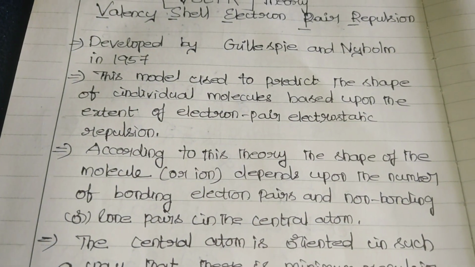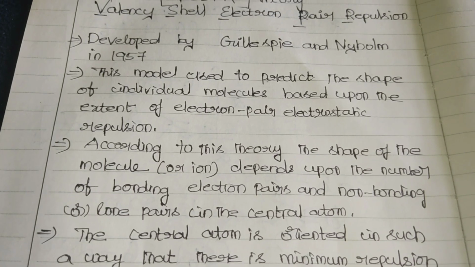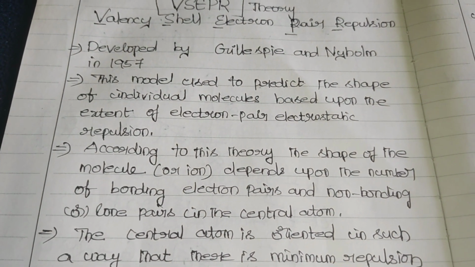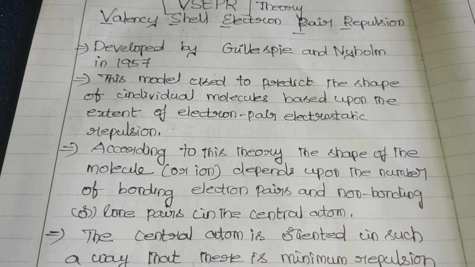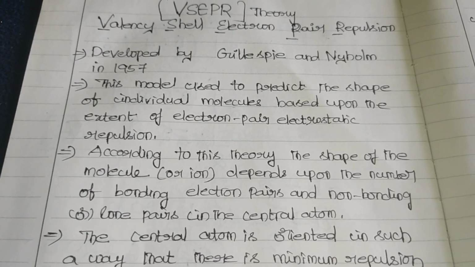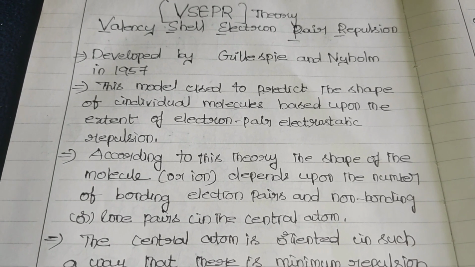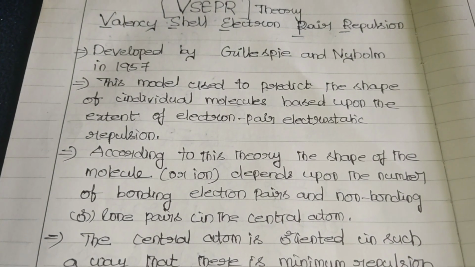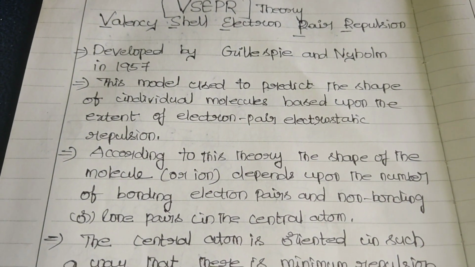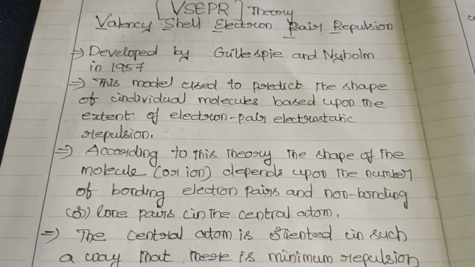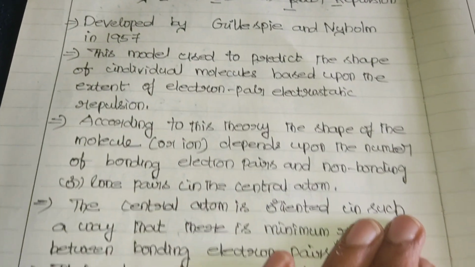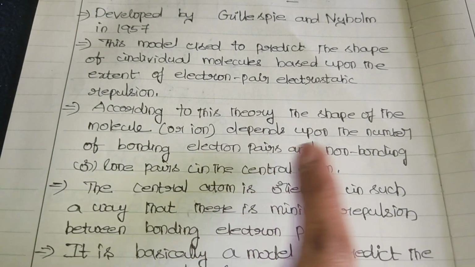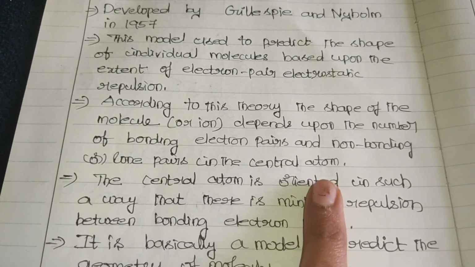So, to explain covalent molecules, how the covalent bond is formed, and how the bond angle will be because of the electrons. We know that a covalent bond is formed by sharing of electrons. While sharing of electrons, what happens? To what extent will these electron pairs repel, so that the shape of the individual molecules will depend on it. According to this theory, the shape of the molecule depends upon the number of bonding electron pairs and non-bonding electron pairs in the central atom.